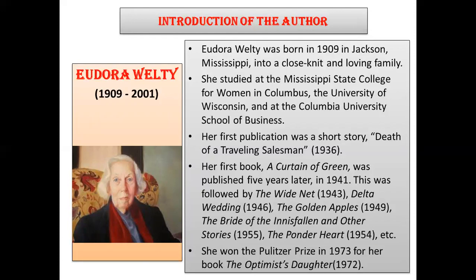So her first publication was a short story titled Death of a Traveling Salesman, and it was published in 1936. Her first book, A Curtain of Green, was published 5 years later in 1941. This was followed by The Wide Net in 1943, Delta Wedding in 1946, The Golden Apples in 1949, The Bride of the Innisfallen and Other Stories in 1955, The Ponder Heart in 1954, etc.